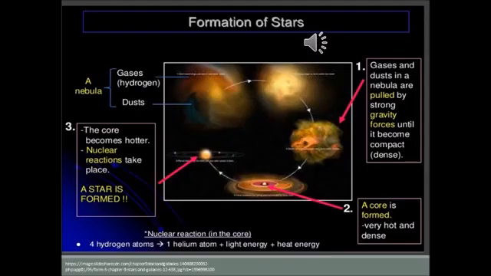This diagram shows the formation of stars. You can see in the top left corner the hydrogen gas and dust in the nebula. Then you see the gas and dust being pulled into the center by a strong gravitational force until it becomes extremely compact and dense. This forms the core, which is extremely hot. And as the core gets hotter and hotter, nuclear fusion starts, the reactions take place, and the star is formed.